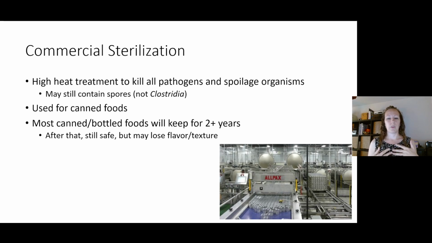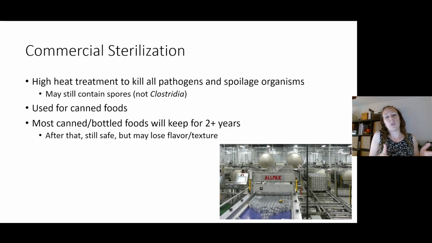All right, so in commercial sterilization, there's definitely enough heat treatment to kill that one, because especially in our low acid foods, that one is our biggest concern in canned foods, and we are definitely trying to kill that spore. But there may be other spores that are more resistant to heat that would not be destroyed with commercial sterilization.